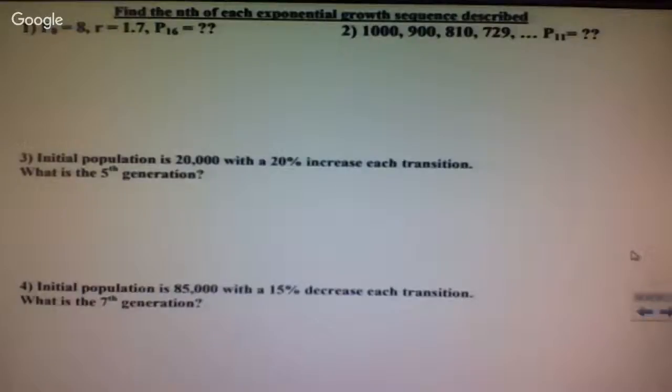So they want us to come up with the equation and then find P of whatever. So what does my equation look like for number 1? P sub n equals 8 times 1.7 to the 16. Listen, I'll even help you out. You plug that in, your answer comes out to be 38,928.9535.